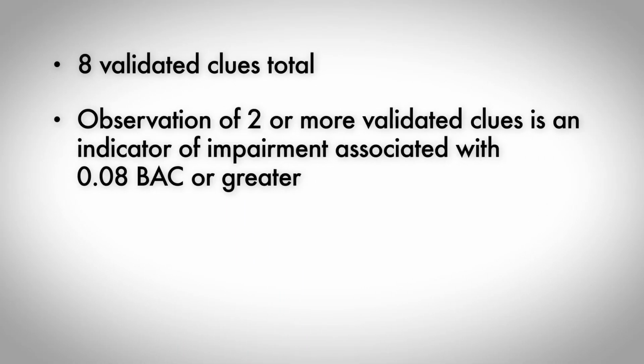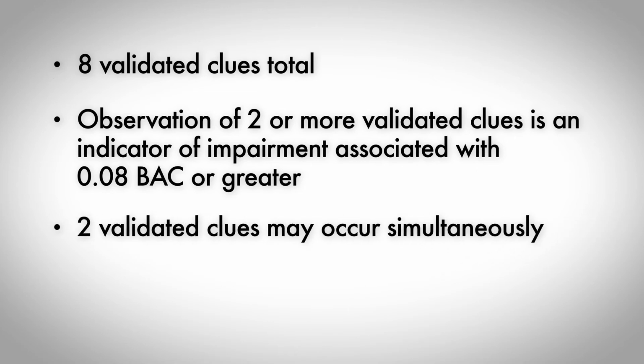Observation of 2 or more of these validated clues is an indicator of impairment associated with an alcohol impairment of 0.08 BAC or greater. Note that it is possible to have 2 validated clues occur simultaneously. For example, a subject may step off the line and miss heel to toe.